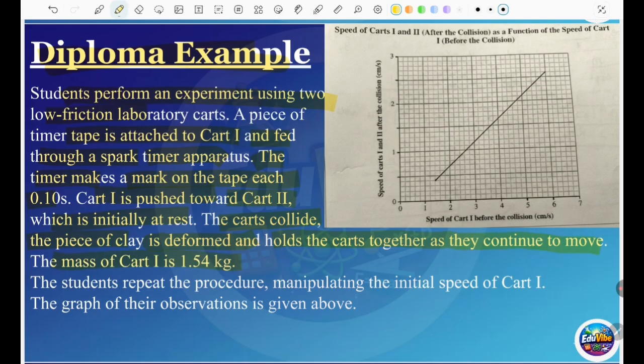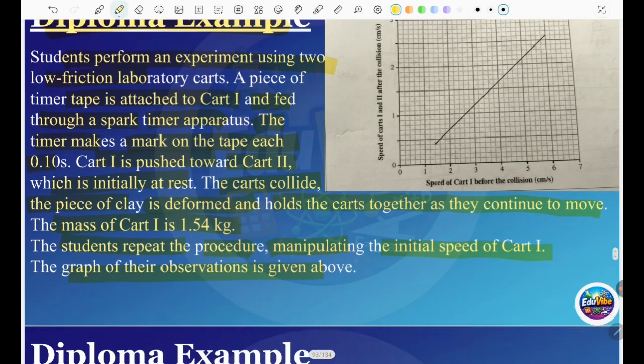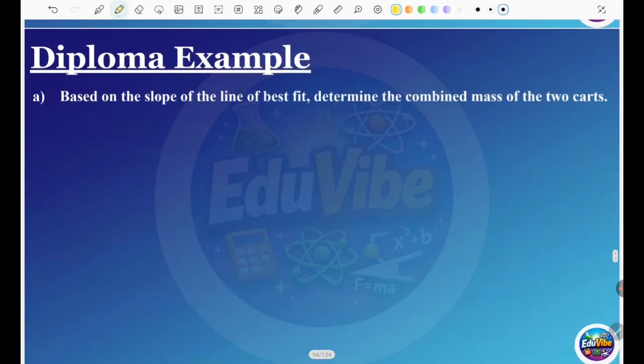The mass of cart 1 is given to us, which is 1.54 kg. The students repeat the procedure, manipulating the initial speed of cart 1, and the graph is given to us. We have to find, based on the slope of the line of best fit, the combined mass of the two carts. So to find the combined mass.